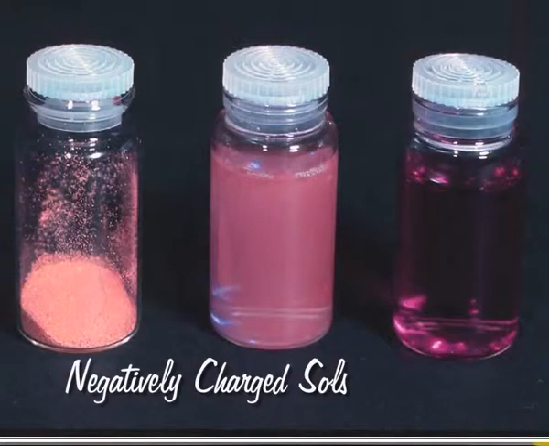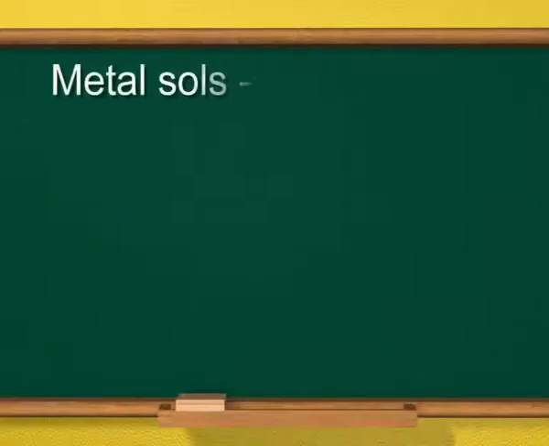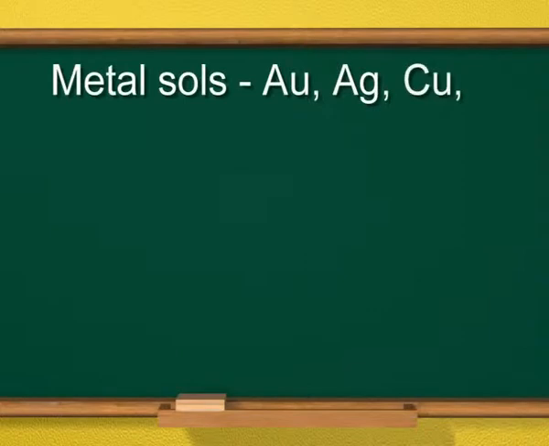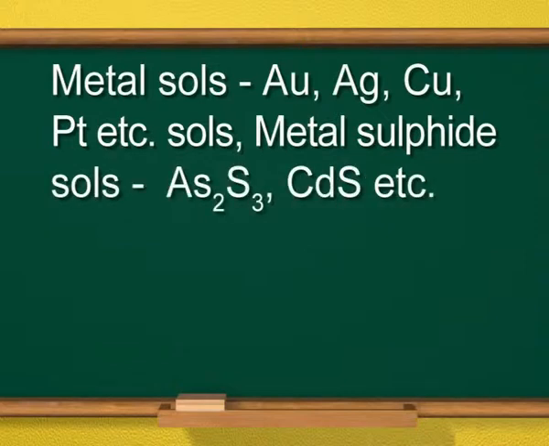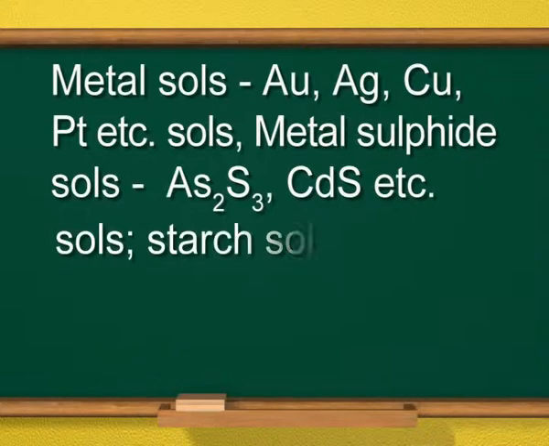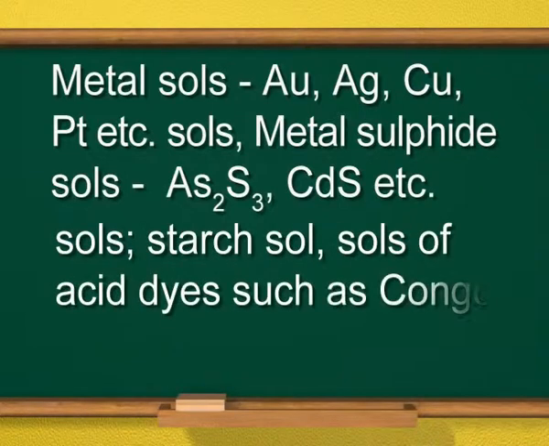etc. Negatively charged sols: metal sols, for example, gold, silver, copper, platinum, etc. sols. Metal sulfide sols, for example, As2S3, CdS, etc. sols. Starch sol, sols of acid dyes such as Congo red, etc.